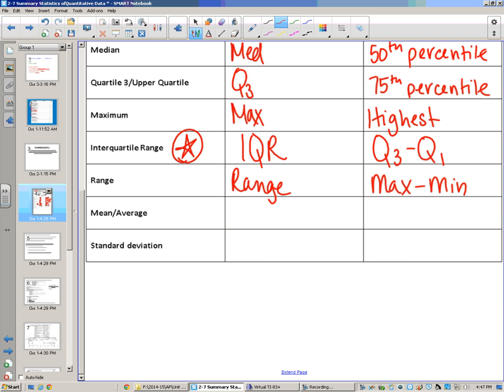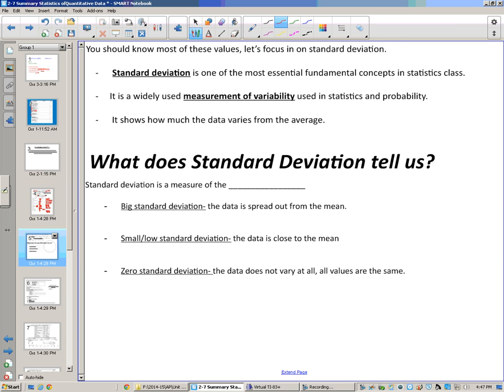The mean or the average, we actually have a special symbol called x-bar. There's a flat bar over the x, and you say x-bar. If you took Probability and Stats or IB Math, you should recognize it. I don't think it needs a description. Your standard deviation, we use a lowercase s, and it's a measure of how spread out your data is. So if you flip this over, we're going to talk a little bit more about standard deviation. You should know most of these values, but we're going to look at standard deviation because it is one of the most essential values in stats.